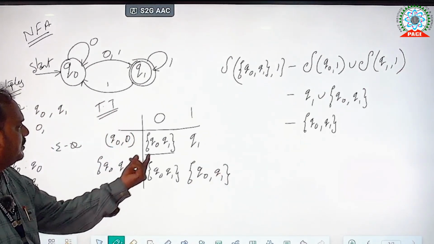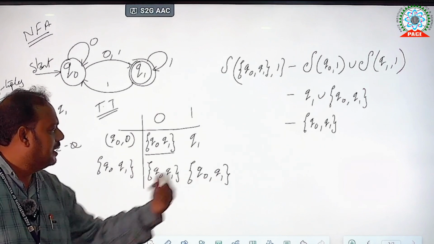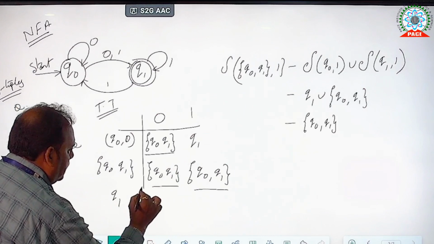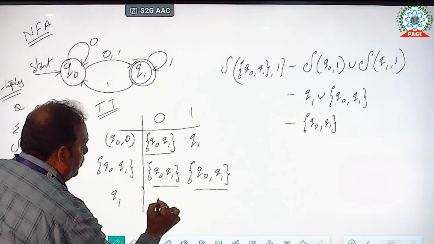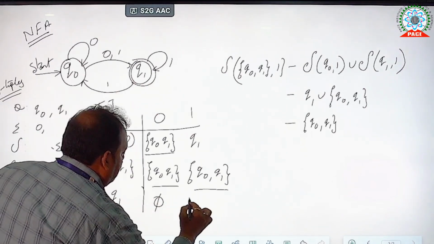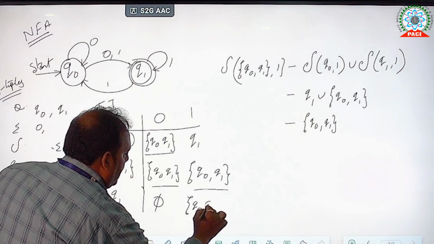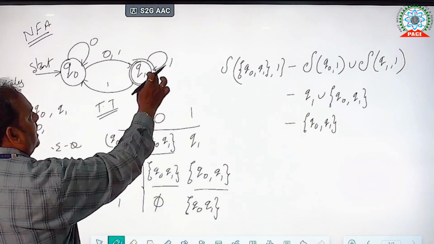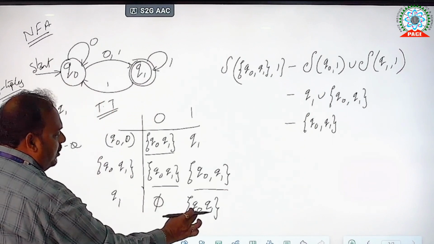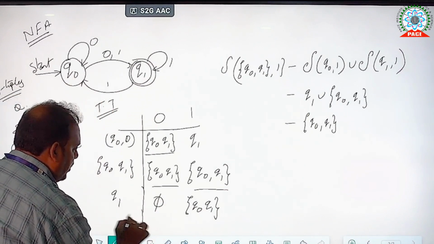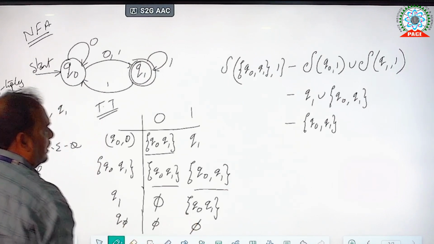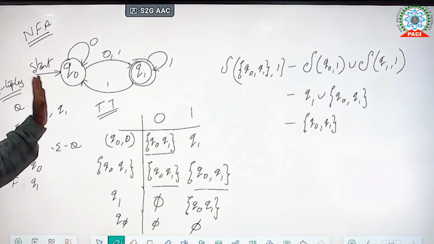Here we have already simplified Q naught on 1. So there is only one thing, that is Q naught. Q naught with the zero transition has no state, that's why we have to write pi. And again Q naught comma Q1 is there. Q1 is having the self transition, and Q naught is having the one transition with Q naught, so that's why you have to write Q naught and Q1. So again here I have to write pi. It means that pi is having the zero self transition. This is the way to represent the transition table.